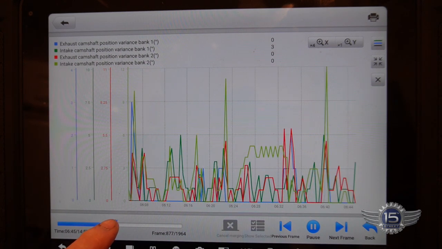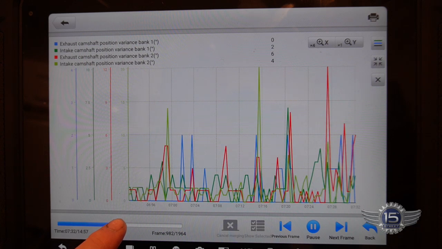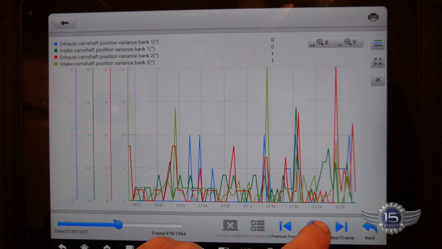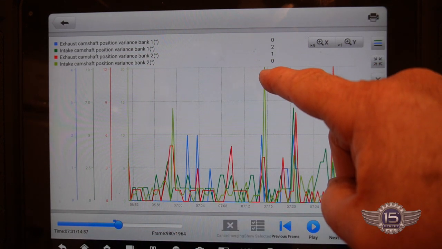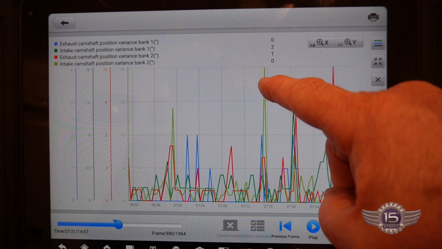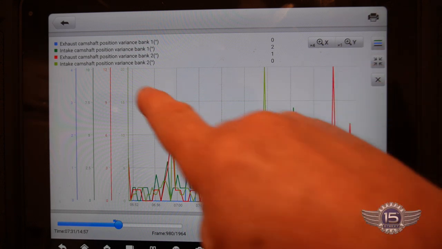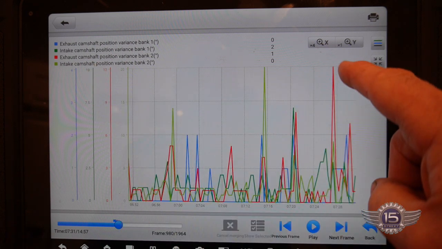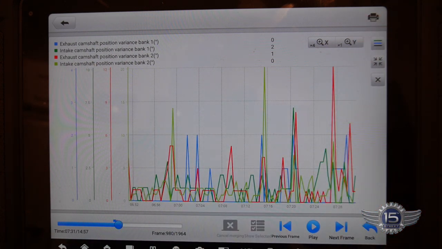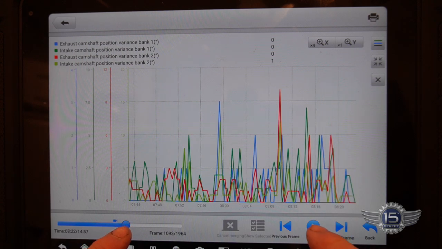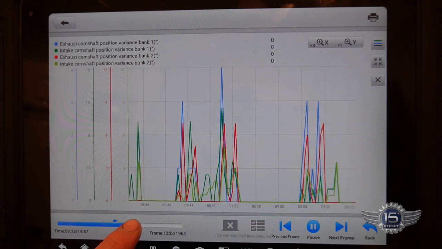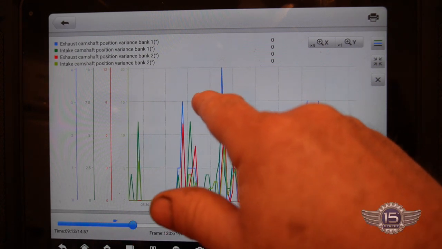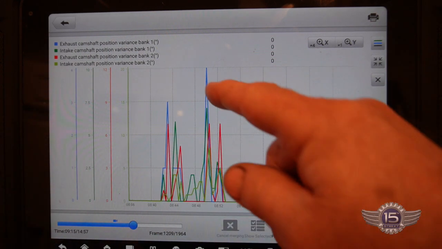Let me push this a little faster here. There's 20. Okay, so if we stop that there, that is 20 degrees on the intake cam bank 2, and this red one here is the exhaust cam on bank 2. It went up to 12, so that's where our P0018 came from. Start this again and look. So that one there only went up to 4. It looks high, but the scaling is off.